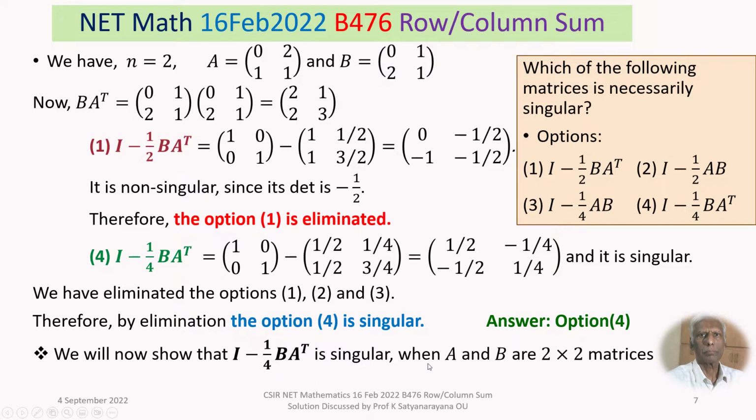For the general case, for any n, it can also be shown similarly, and that general case I will deal with in a separate video. So we now go to the next slide to see that I minus 1/4 BA transpose is singular when A and B are 2 by 2 matrices, general matrices.